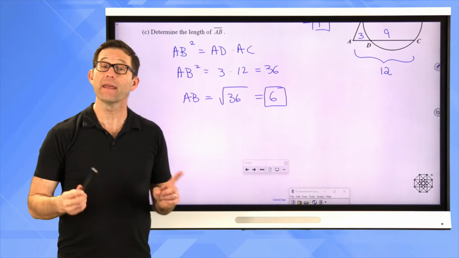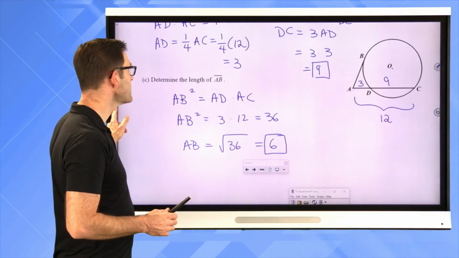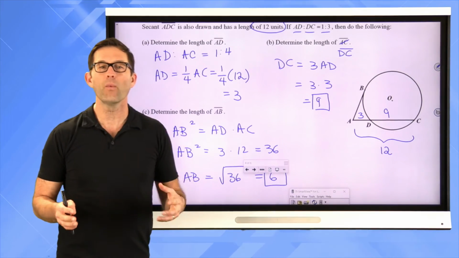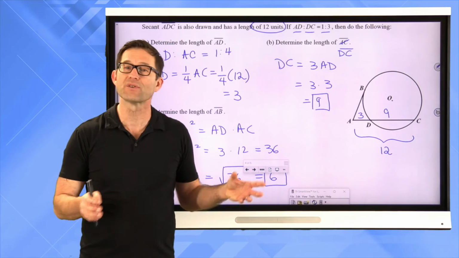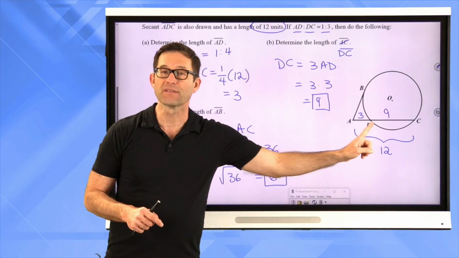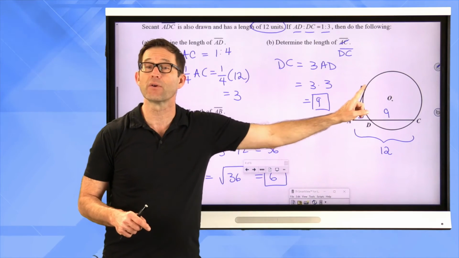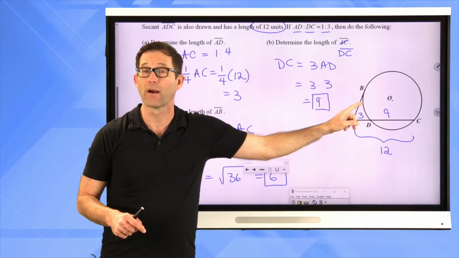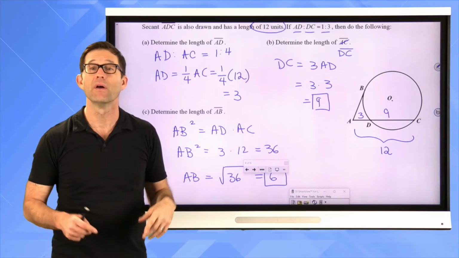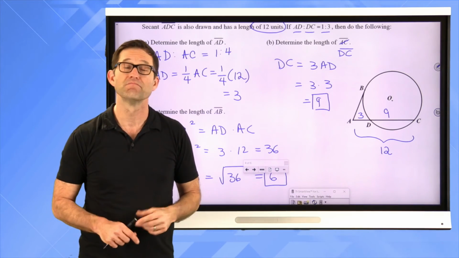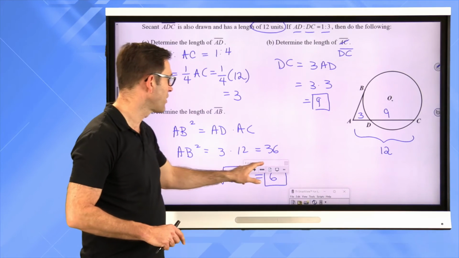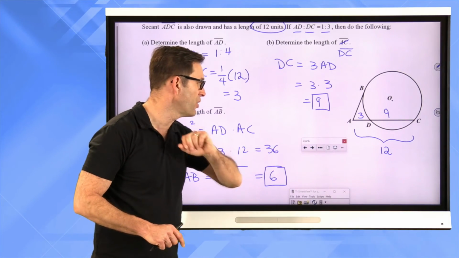Simple enough. And again, I do want to point out this has the same form as what we saw in the previous theorem, which is the exterior portion times the entire length is equal to the exterior portion times the entire length. It just happens that with a tangent, those two are the same. All right, sorry about the mistake there in letter B. We'll get that corrected for the book.